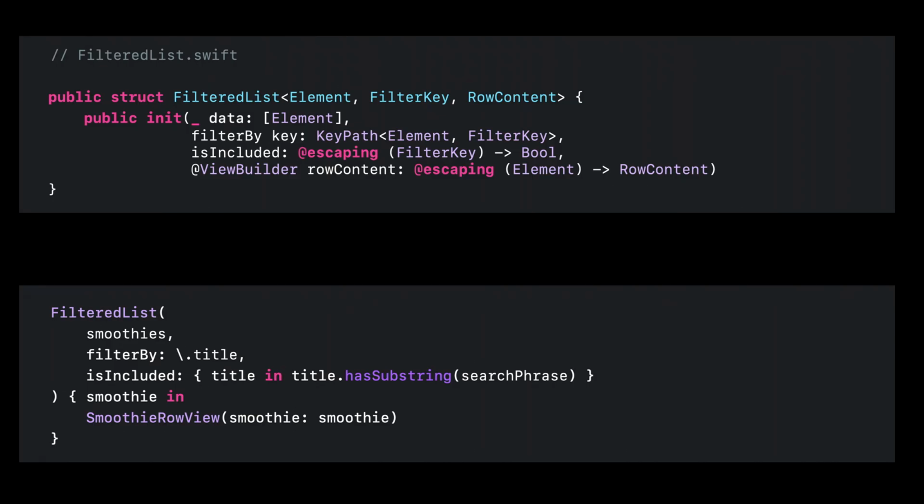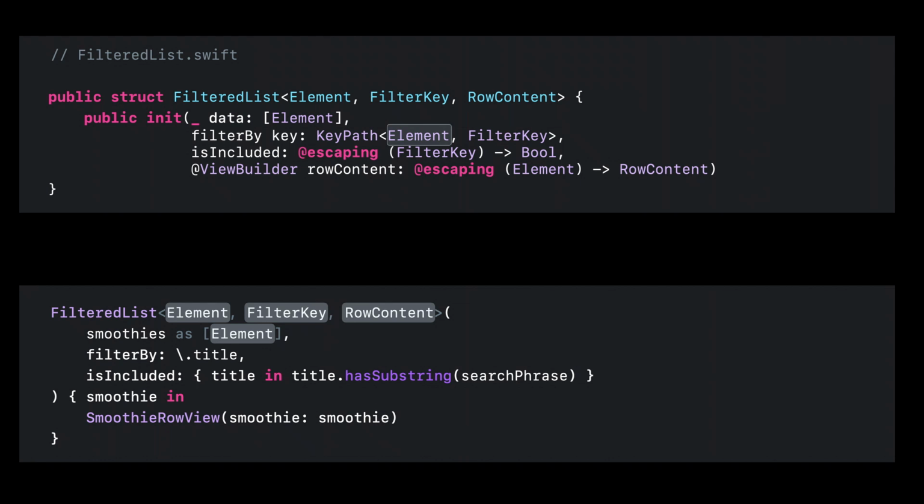Let's see what this call site would look like if all of the argument types were explicitly specified in the code. We'll use placeholders for type parameters to see exactly where type inference needs to fill in a concrete type. First, the 3 type parameters of filtered list could have been explicitly specified at the call site in angle brackets after filtered list. The type of the first parameter, which is an array of elements, could have been specified using the as keyword after the smoothies argument.